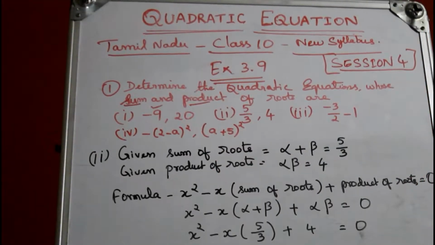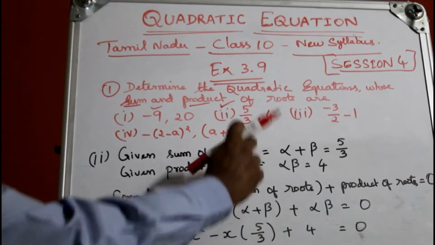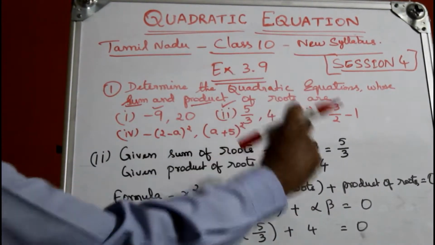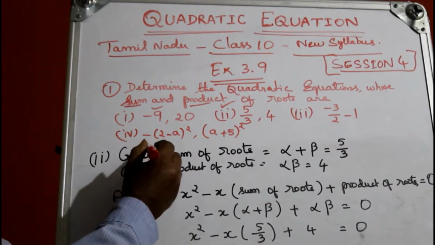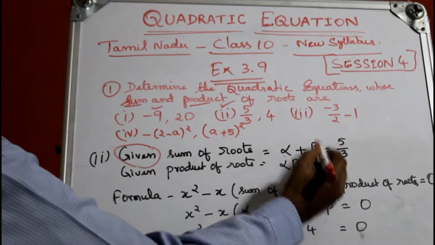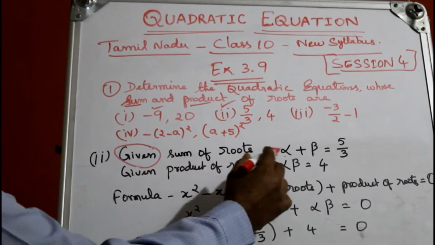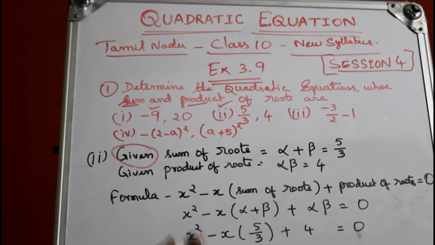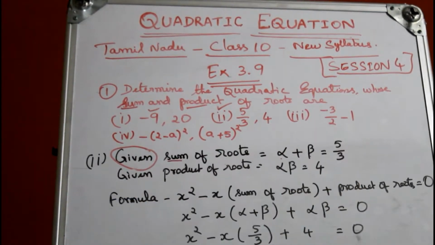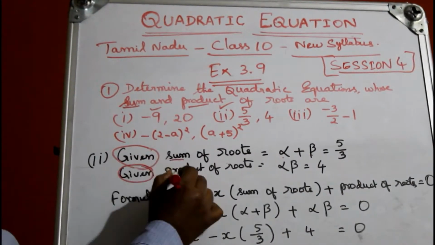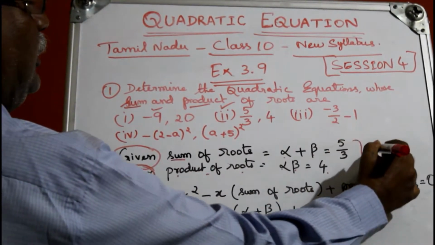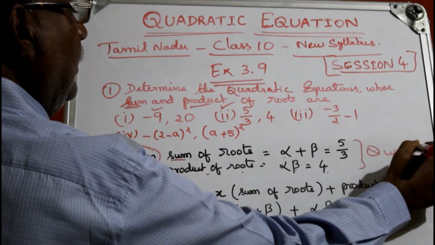Now we will go to the second sum. Look here. The sum of the roots is given as 5 by 3 and the product of the roots is given as 4. I have written here, given means question. Sum of the roots, we call it as alpha plus beta. I told you already alpha and beta are two roots. Last sum we saw. So sum of the roots, sum means alpha plus beta, that is given as 5 by 3. Next what is given is product of the roots. That is called alpha into beta is 4. These two are given in the question.